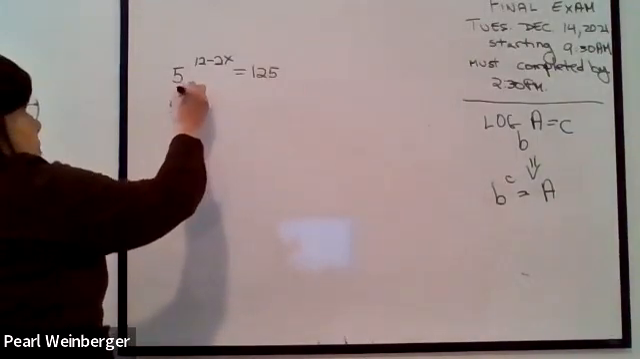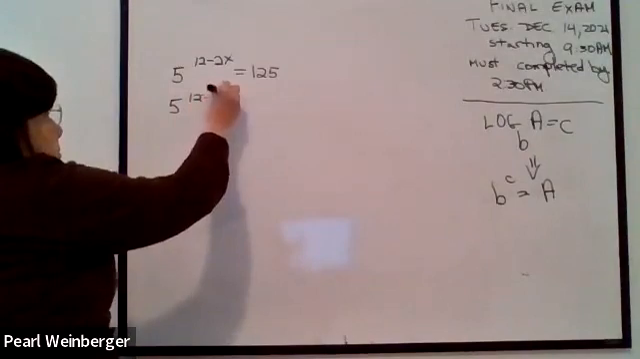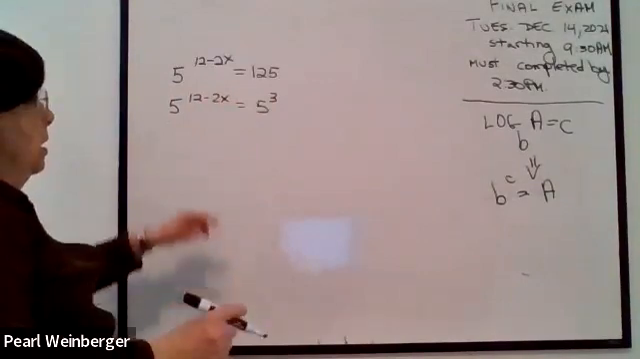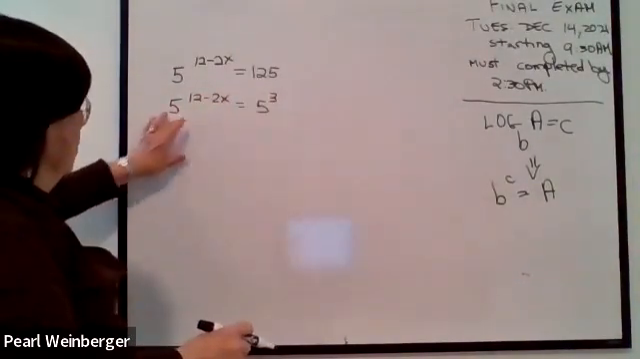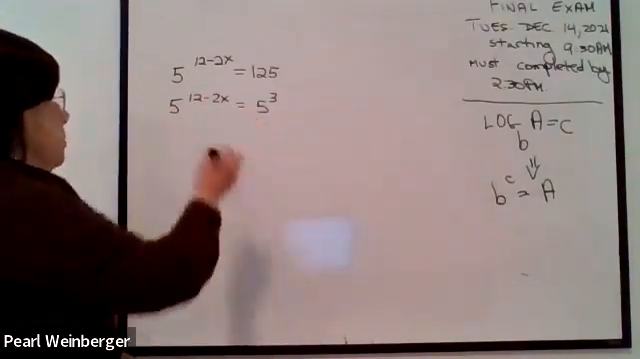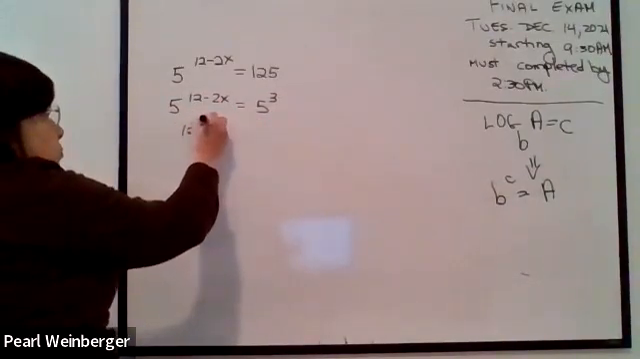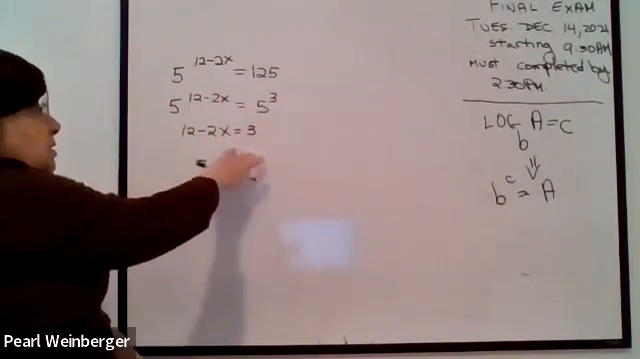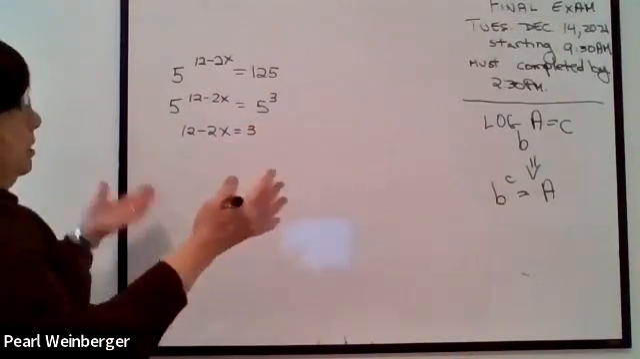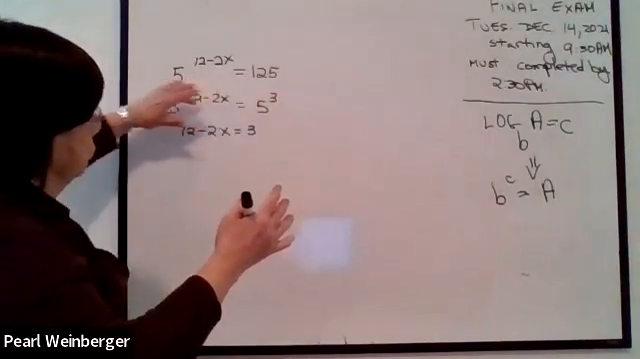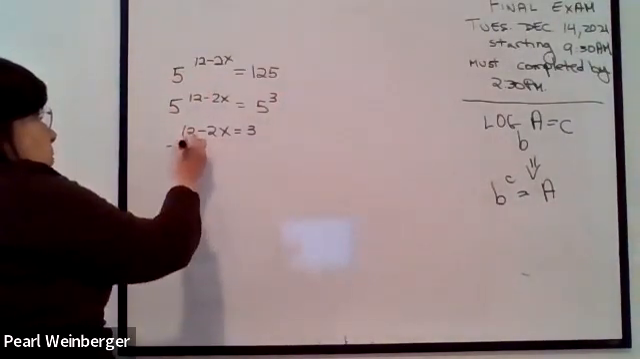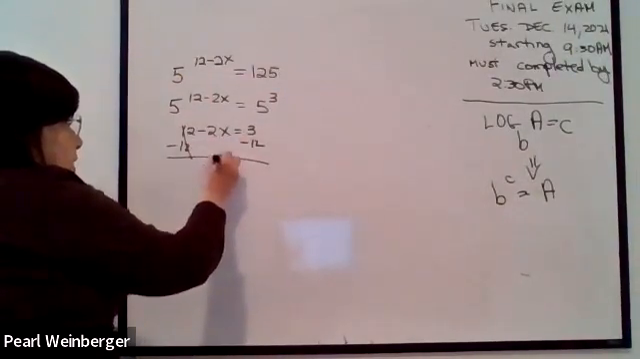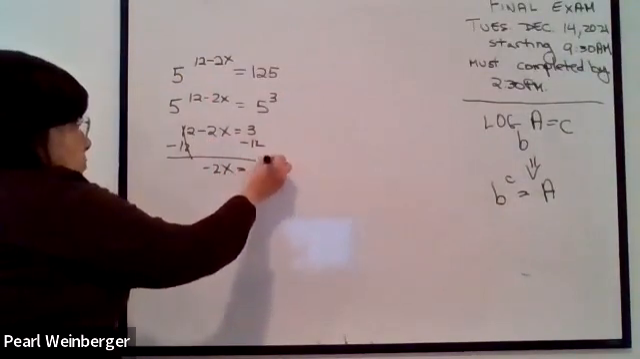So I could rewrite 125 as 5 to the third power. And once we have the same bases, then we can just set the exponents equal to each other. So 12 minus 2x will equal 3. Now I'll just solve this simpler equation, because if the bases are the same, I just have to work with the exponents. I'll bring this 12 to the other side. That'll give me negative 2x equals 3 minus 12, which is negative 9.